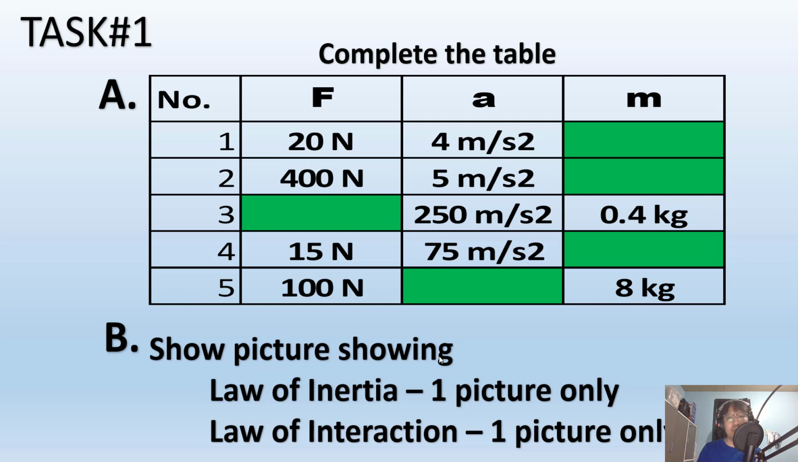Okay, so I have here a task for you to complete, for reference only. For you to answer the law of acceleration, you need to fill those blanks using the formula I've shown you.